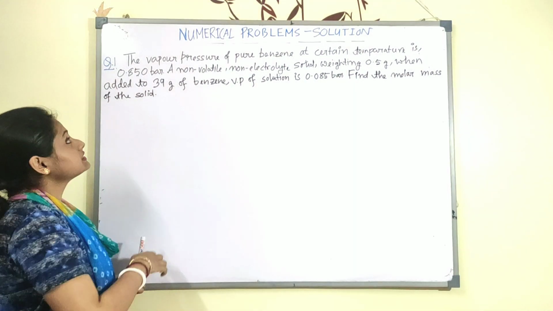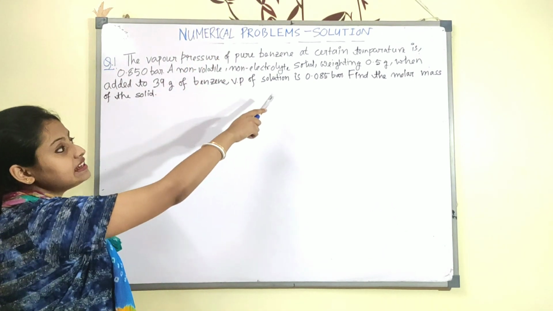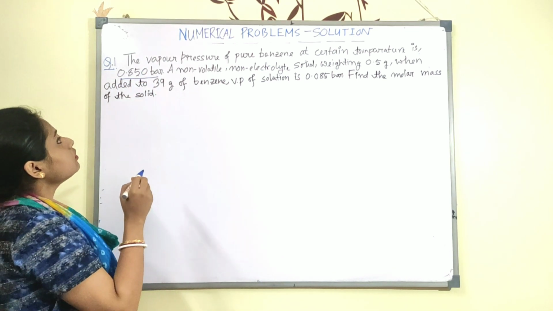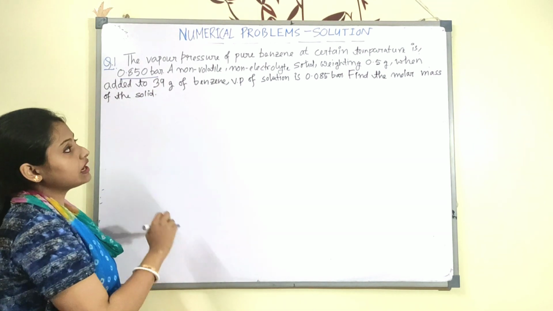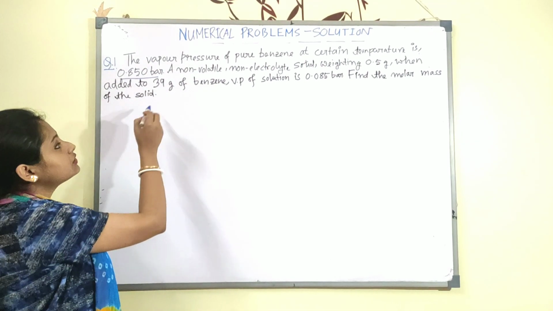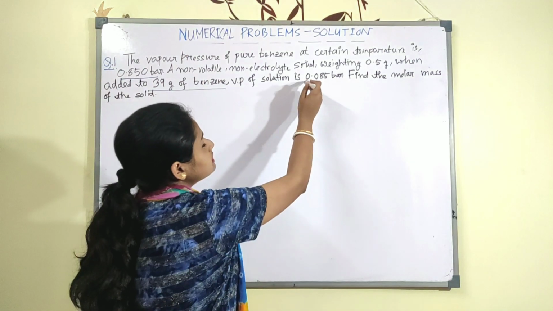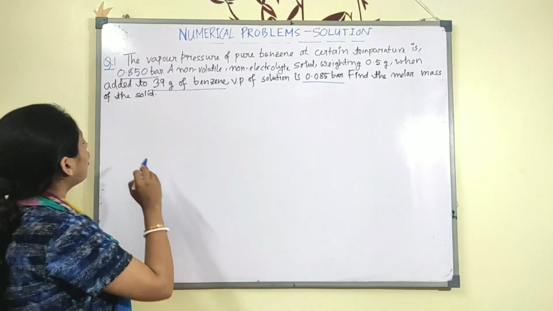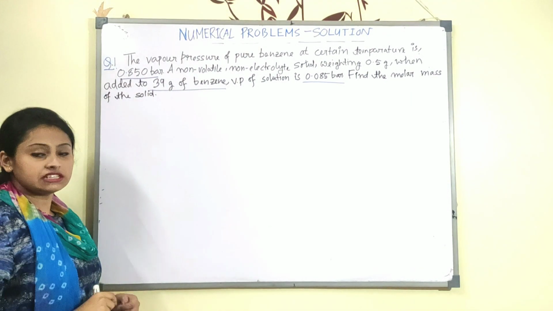The problem says the vapor pressure of pure benzene at a certain temperature is 0.850 bar. A non-volatile, non-electrolyte solid weighing 0.5 gram, when added to 39 gram of benzene, gives a solution with vapor pressure of 0.085 bar. Find the molar mass of the solid.